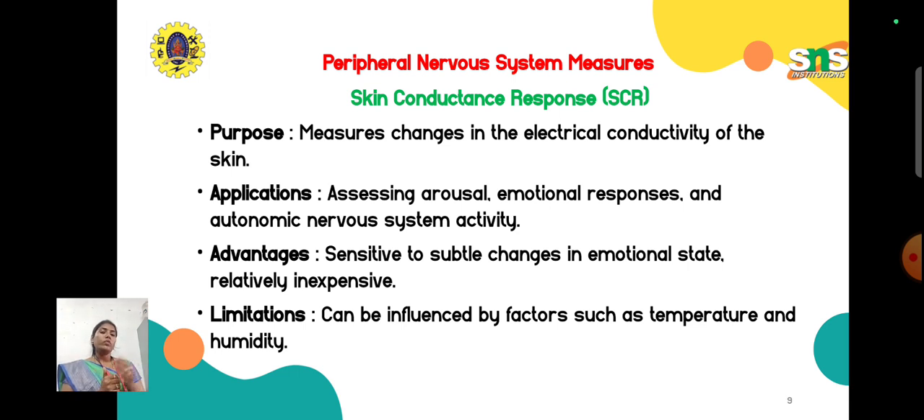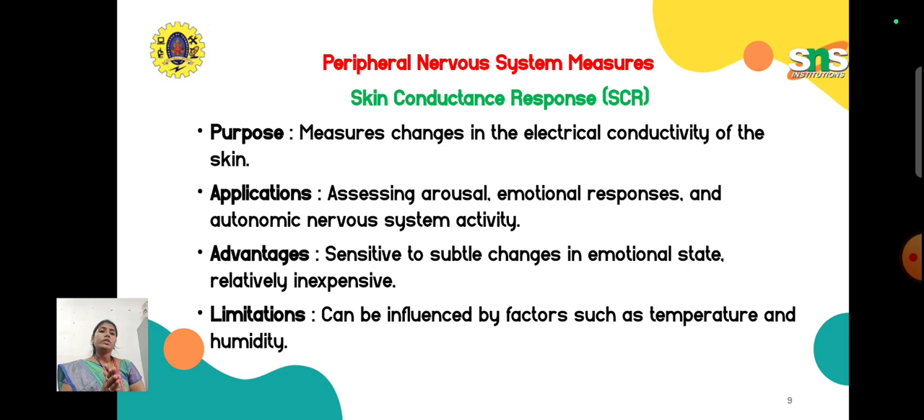For example, when a person is panicking, their sweat glands automatically get activated and they become sweaty. The reason is that the electrical conductivity of the skin is related to the emotional status of the person. So through this physiological response, we have the possibility of measuring psychological parameters. That is the reason we use skin conductance response to measure psychological parameters.